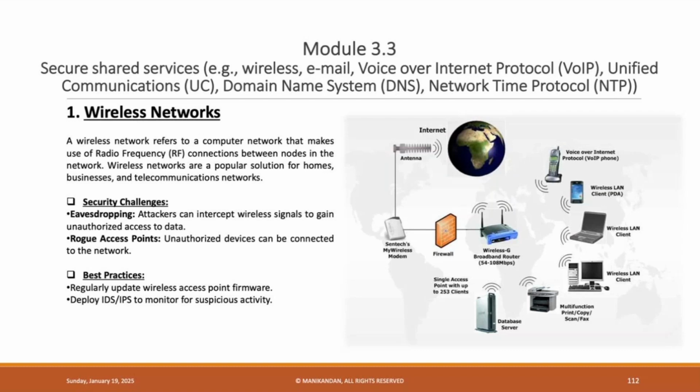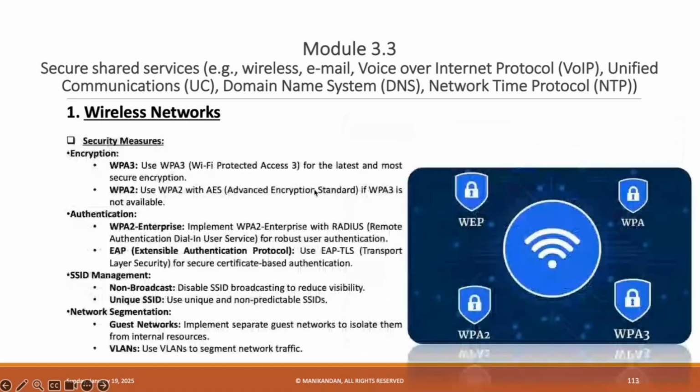It is also recommended that when you are using wireless, you use WPA2 or WPA3, and wherever possible, use the enterprise infrastructure login, like Active Directory authentication or LDAP authentication, to secure your wireless networks. Use WPA3 for the latest and most secure encryption. If WPA3 is not available, you can use WPA2 with AES.